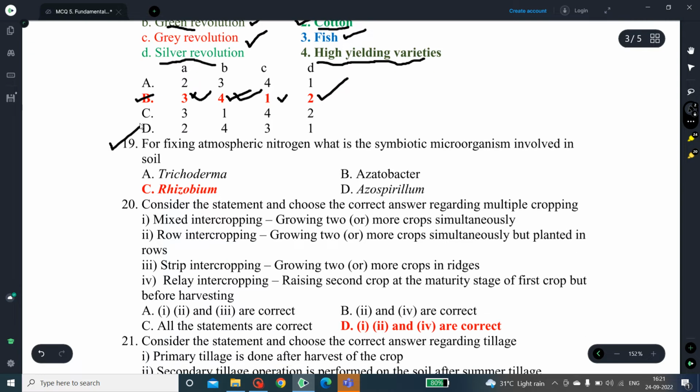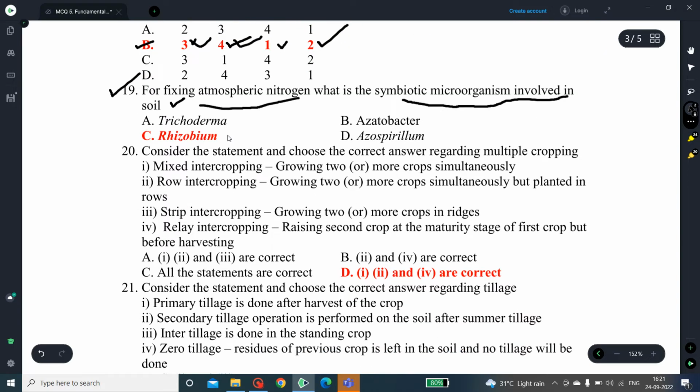19th question, for fixing atmospheric nitrogen, what is the symbiotic microorganisms involved in soil? The microorganisms which are involved in the nitrogen assimilation is rhizobium, and this bacteria absorbs atmospheric nitrogens and fixes in the root nodules of most of the legumes.